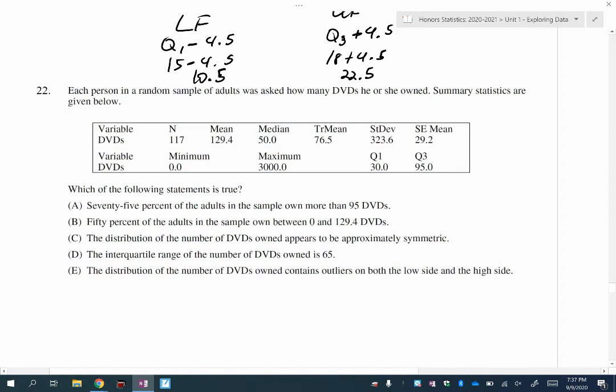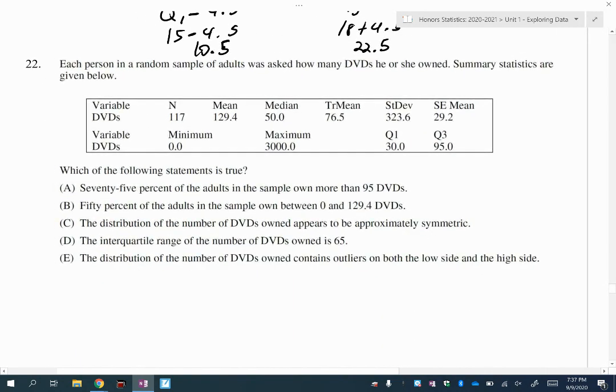Okay, last one. Almost there. So we have: each person in a random sample of adults was asked how many DVDs they own. Man, this is getting pretty old, pretty dated. I'm not sure how many people even have DVDs anymore. So we have summary statistics given below. Which of the following is true?